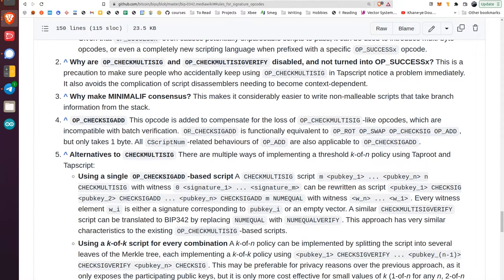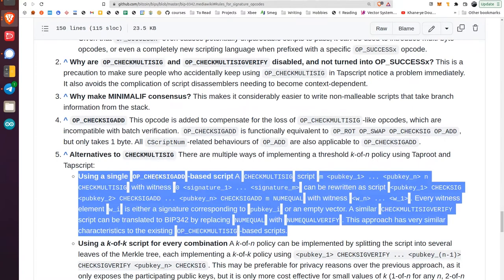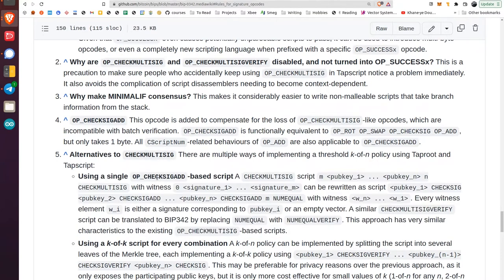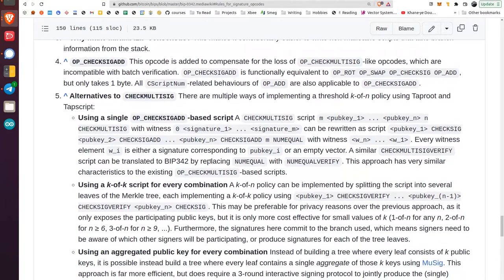So here's the example of how to use CHECKSIGADD. I don't know if I want to spend time explaining how OP_CHECKSIGADD works. You're not going to use it. You're going to use FROST or ROAST or MuSig or whatever. You're not going to do this. Talk to Justin about how OP_CHECKSIGADD works. He's going to be the expert on it at the end of this weekend.